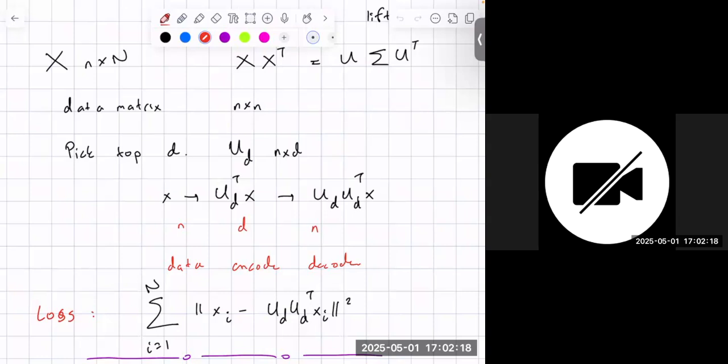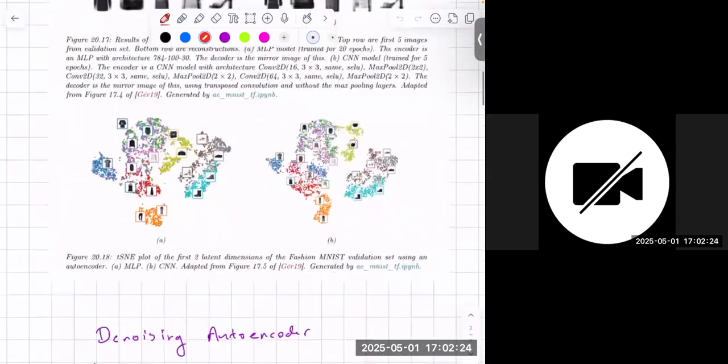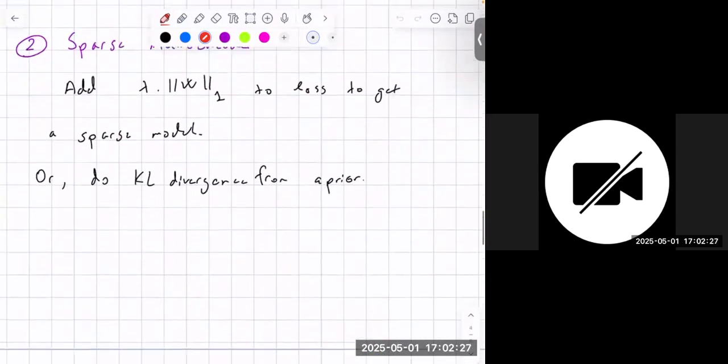Basically, people see it as a nonlinear PCA. Instead of doing linear, you put in your neural net to make it nonlinear. All right, very good. Now, variational autoencoders.